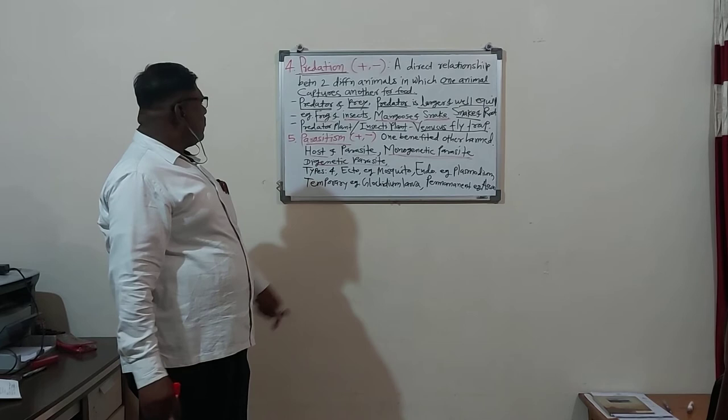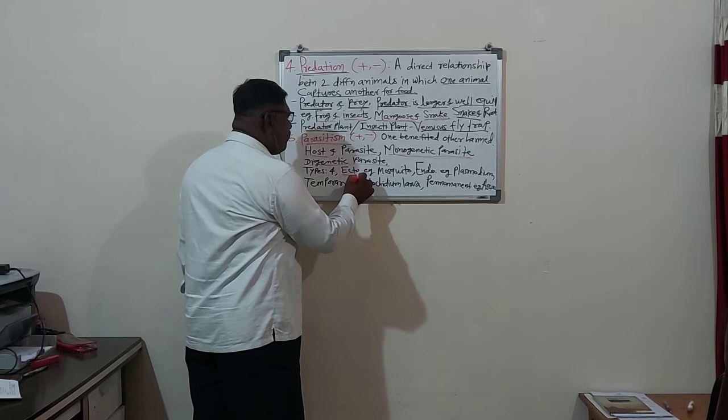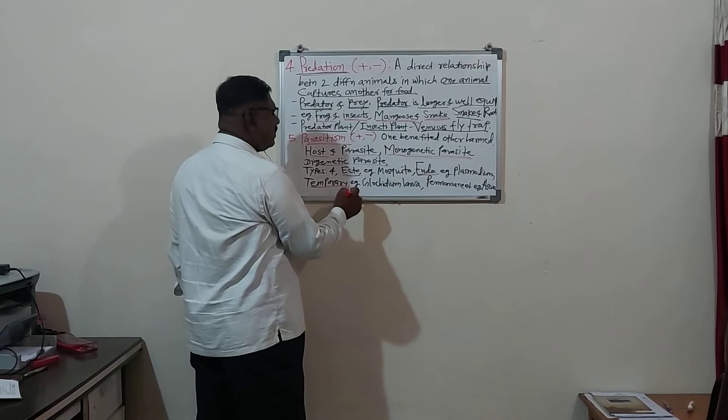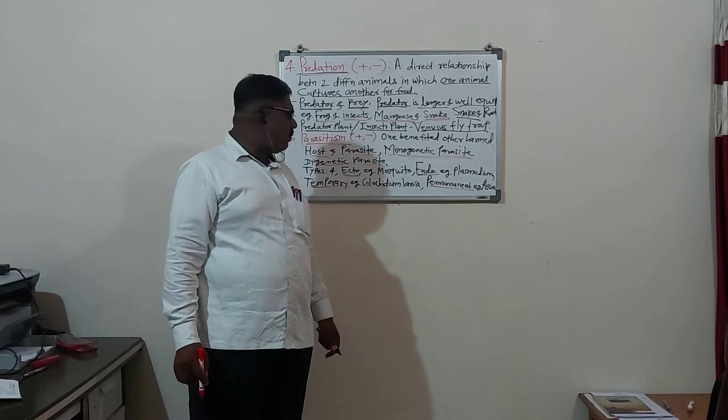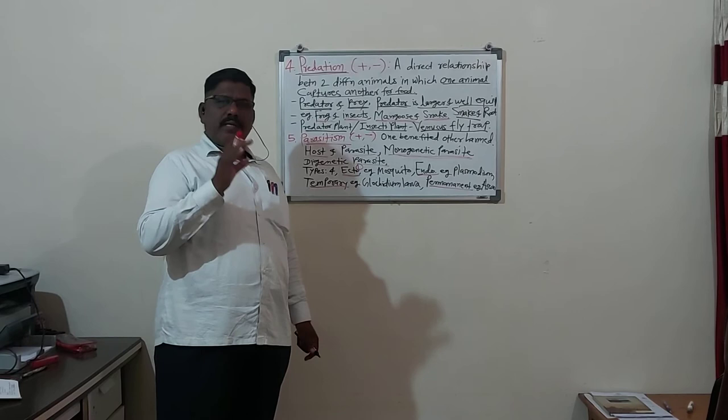Now we will see the types of parasites. So parasites are of different types: ectoparasite, endoparasite, temporary parasite and permanent parasite. There are four types of parasite in nature. So here, ecto, the first one, ectoparasite means the parasite which is living on the body of the host.